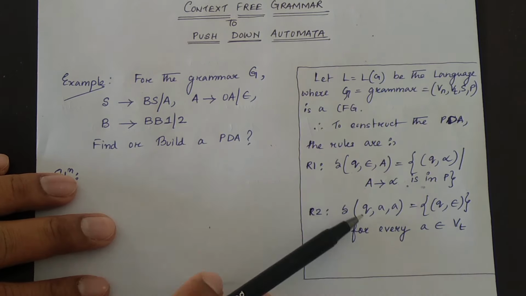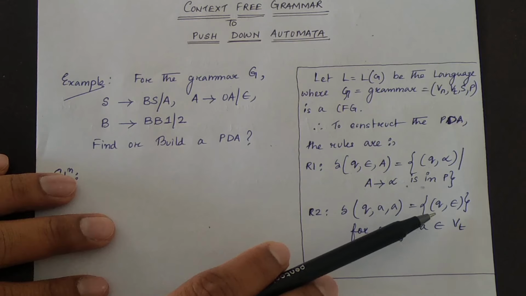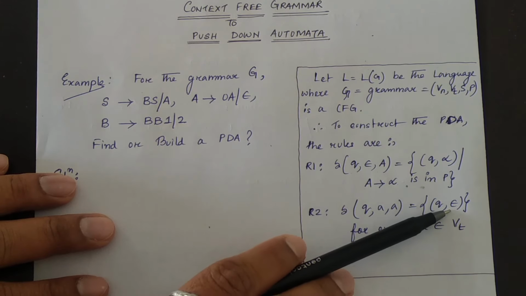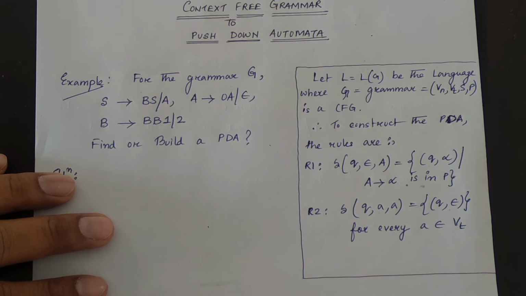And here, given a current state, suppose Q, if you are reading the input element as A, that is a terminal symbol, and the top of the stack is A, what do I have to do? I have to do only the pop operation. Clear? So these two rules you have to memorize.